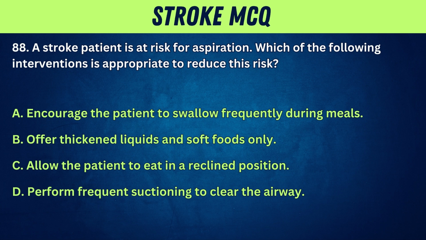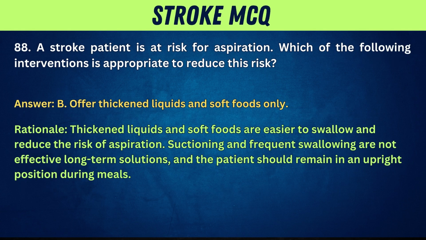88. A stroke patient is at risk for aspiration. Which of the following interventions is appropriate to reduce this risk? A. Encourage the patient to swallow frequently during meals. B. Offer thickened liquids and soft foods only. C. Allow the patient to eat in a reclined position. D. To perform frequent suctioning to clear the airway. Answer: B. Offer thickened liquids and soft foods only.